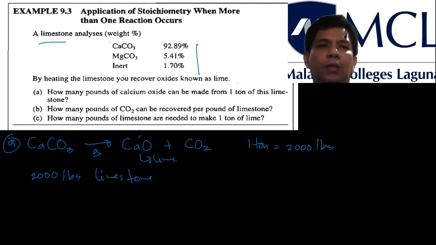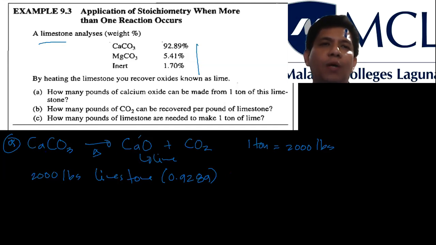Okay. And then this is not pure calcium carbonate. You only have 92.89%, so we'll multiply this by 0.9289. At this point, you now have the weight in pounds of calcium carbonate. So the next step is you're going to use the stoichiometric ratio.